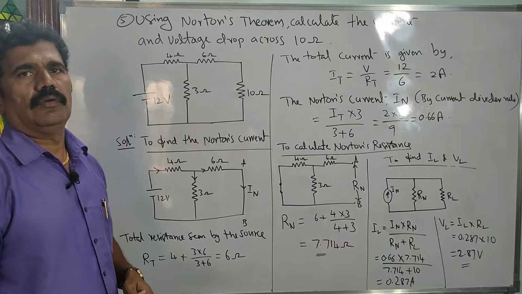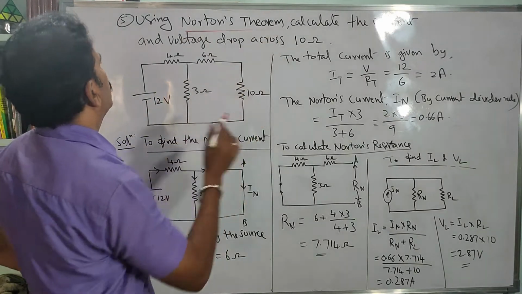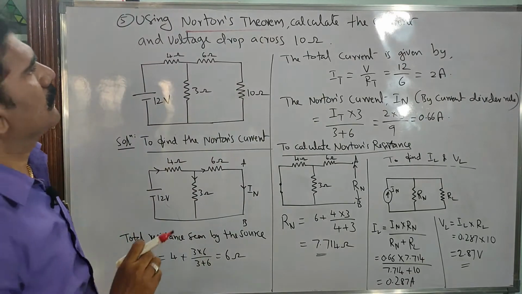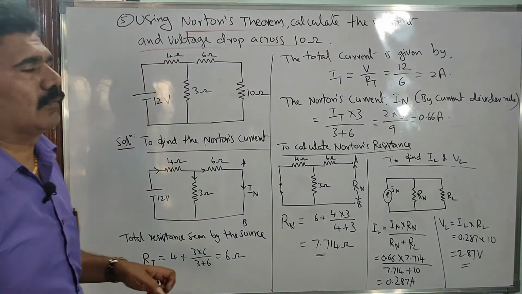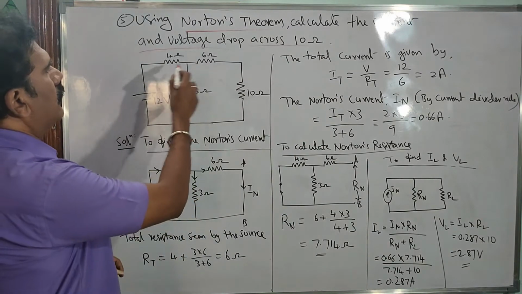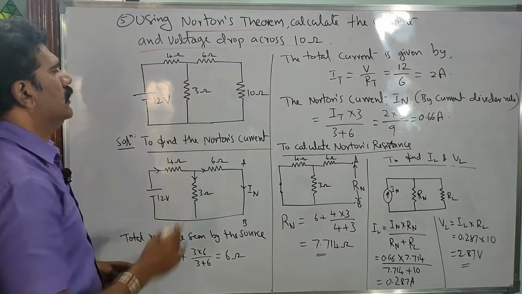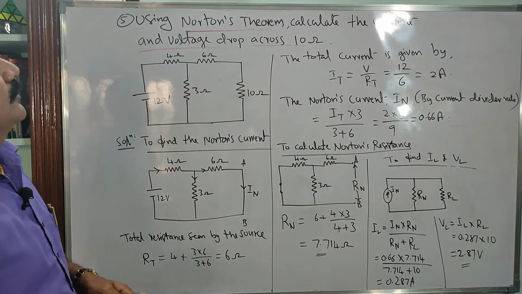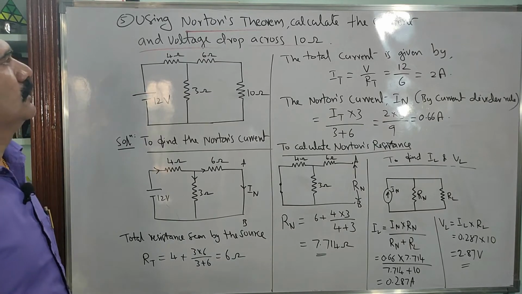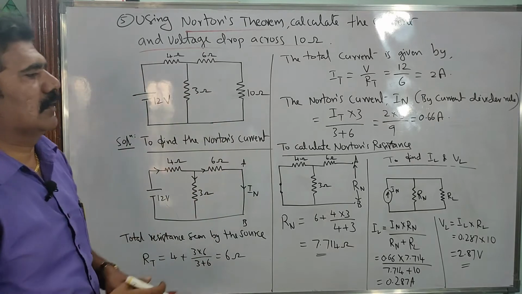Note down the next problem on Norton's theorem. Using Norton's theorem, calculate the current and voltage drop across 10 ohms in the given network. As usual we have the resistors 4, 6, 3 and 10 ohms, with a voltage source of 12 volts. Now we have to find it using Norton's theorem, not Thevenin's. How do you Nortonize the given network?